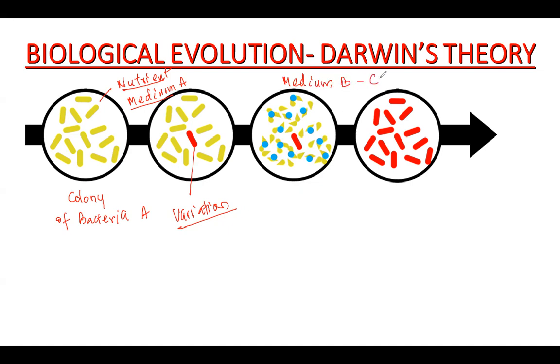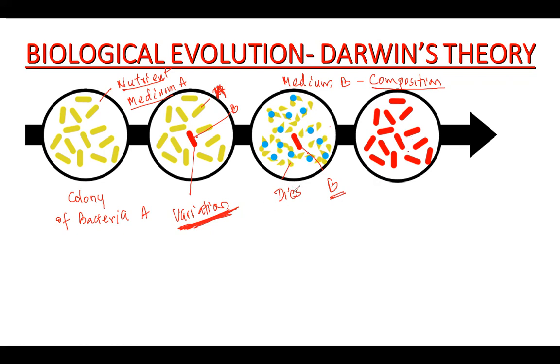Medium B has a different composition of nutrients. The composition is not the same, meaning the types of nutrients are different here. So what happened to the normal bacteria, the type A bacteria? They died. The type A died, but let's call this the type B, and the type B survived. Why did it survive? Because it had a mutation and variation, and this helped it to survive on both the mediums. The rest of them died out, and they increased in number and formed a new species of bacteria.